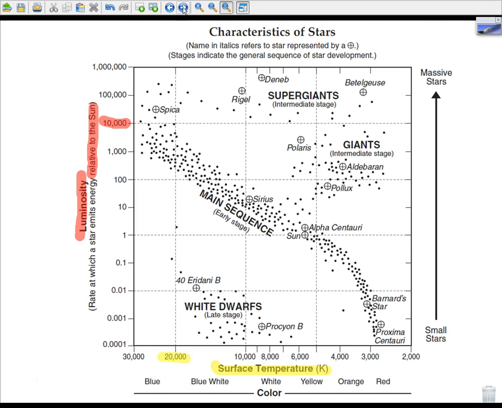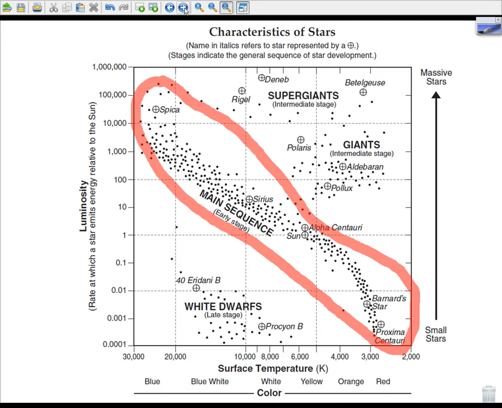So if, for example, you noticed that a star had a temperature of 20,000 Kelvin and a luminosity of 10,000, and you put a dot where the two meet, that star would be in a category called the main sequence. Any star that falls within this range is considered a main sequence star. Stars spend about 90% of their life as a main sequence star, and as you can see, our sun is classified as a main sequence star.